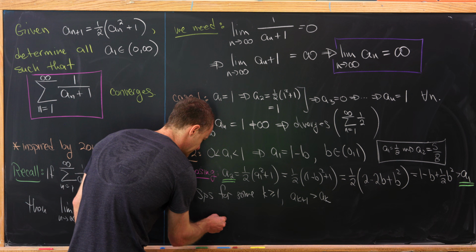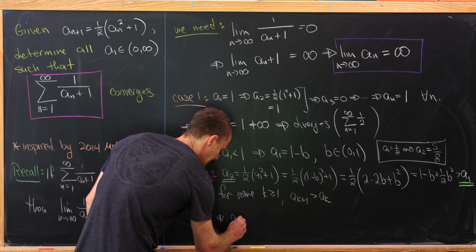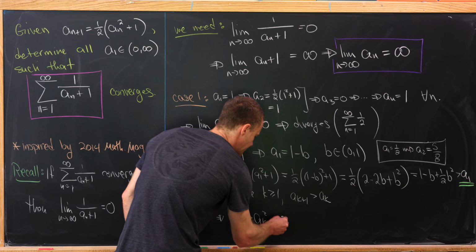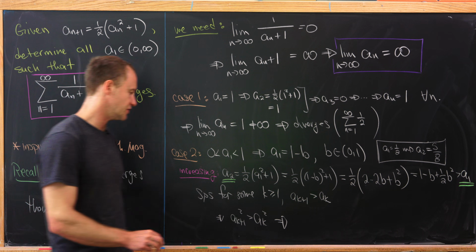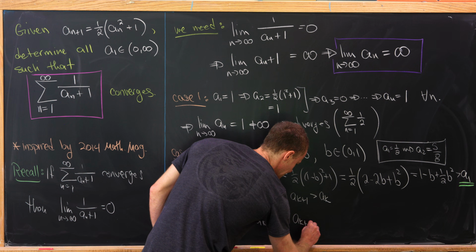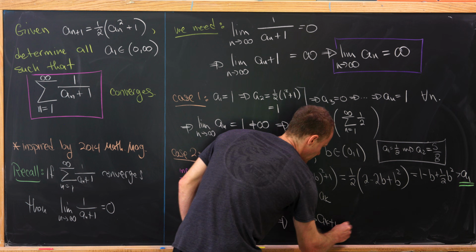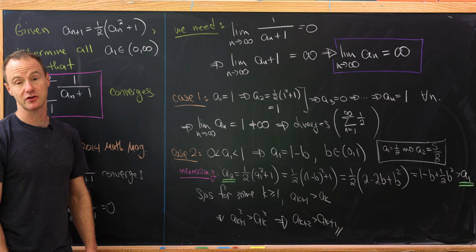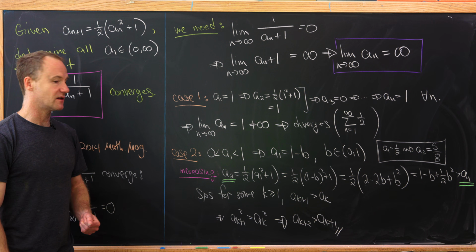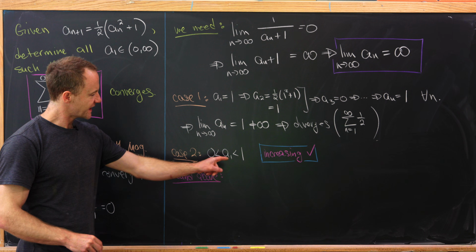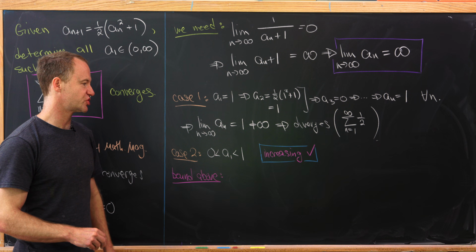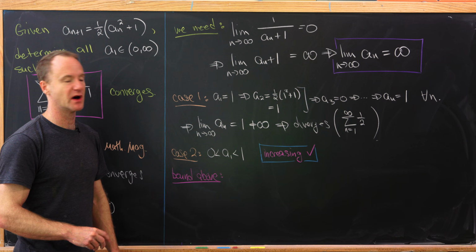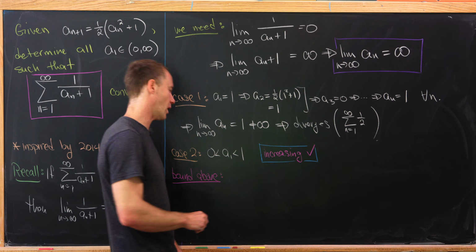So if a_{k+1} is bigger than a_k, then that means that a_{k+1} quantity squared is bigger than a_k squared. But then we can add 1 and divide by 2, and you'll see that we immediately get a_{k+2} is bigger than a_{k+1}. So that finishes the inductive argument that we indeed have an increasing sequence. Okay, so now let's show that it's bounded above. So in the case when a1 is between 0 and 1, we've just shown that that means our sequence is increasing. Now we'll show that it's bounded above, and we'll show that it's bounded above by 1.